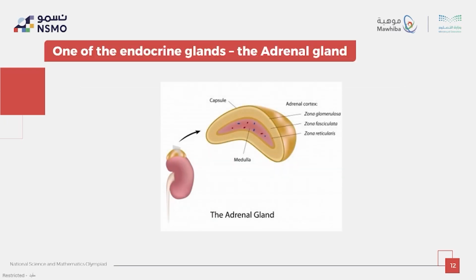Let's talk about other glands, which is the adrenal gland. The adrenal gland is located above the kidney. It's responsible for adapting to stress. Its cortex secretes metabolic hormones, and its medulla secretes epinephrine, also called adrenaline, and norepinephrine, also called noradrenaline, in response to danger. This is called the fight or flight response. Okay?